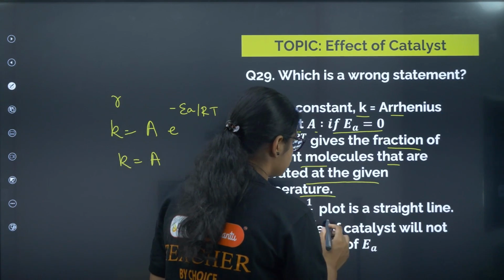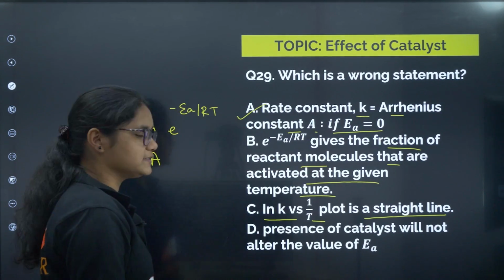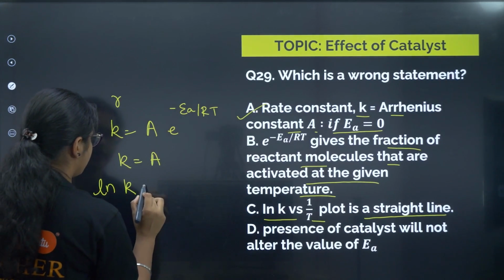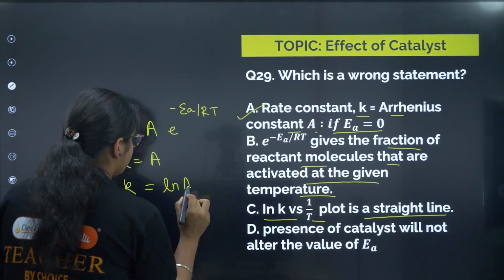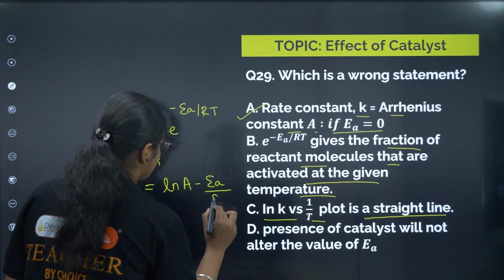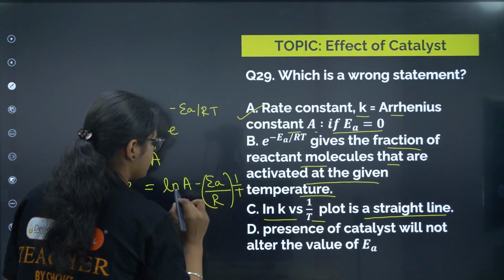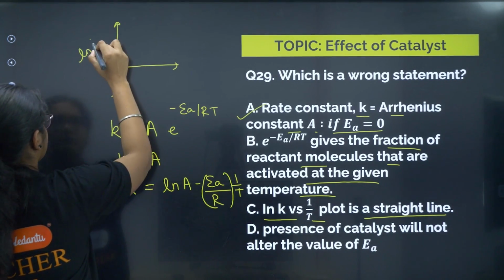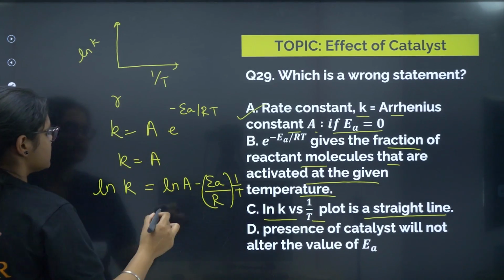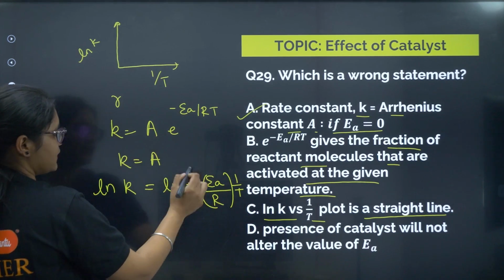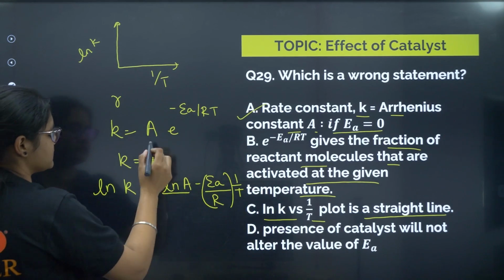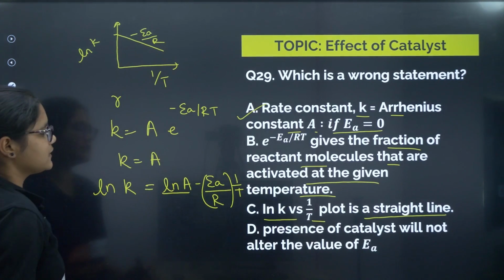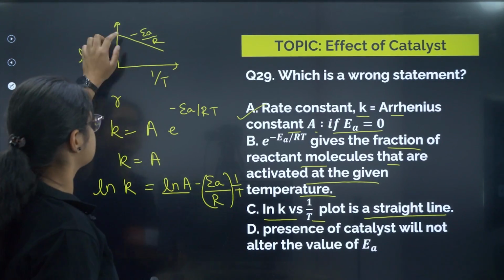Next, ln K versus 1 by T plot is a straight line. Yes, this graph is also there. If I take the ln on both sides, I'll get ln K is equal to ln A minus Ea by R into 1 by T. Okay, so if I draw a graph for ln K versus 1 by T, what will be the slope of this equation? Minus Ea by R, and the y-intercept will be ln A, right? So you can see it is a straight line.